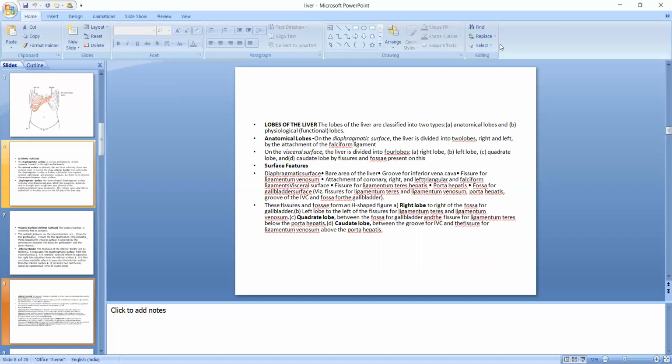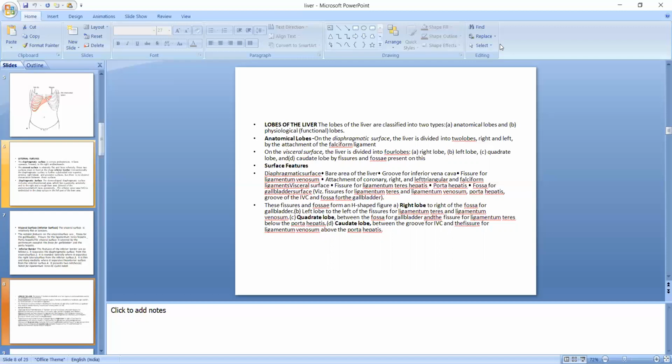Anatomical lobes: on the diaphragmatic surface, the liver is divided into two lobes, that is the right and left, by the attachment of the falciform ligament. On the visceral surface, the liver is divided into four lobes, that is right lobe, left lobe, and caudate lobe, by fissures and fossas present on this surface. Surface features: diaphragmatic surface, they are bare area of the liver, groove for inferior vena cava, fissure for ligamentum venosum, attachment of coronary, right and left triangular and falciform ligament. Visceral surface, fissure for ligamentum teres hepatis, porta hepatis, fossa for gallbladder.